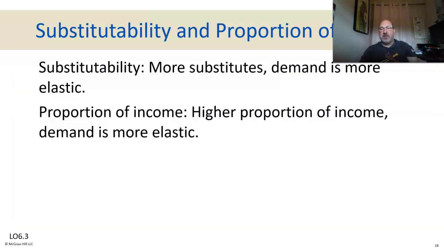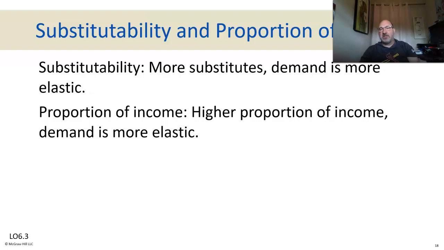So what are the determinants of price elasticity? Substitutability and proportion of income. Substitutability, basically, this is also sometimes referred to as definition of market. More substitutes, demand is more elastic. So think of breakfast. If you define something as breakfast, you either are eating breakfast or not eating breakfast. But then you could also say breakfast cereals. There's a lot of things other than breakfast cereals that you could eat as breakfast. So this makes breakfast cereals more elastic than breakfast.